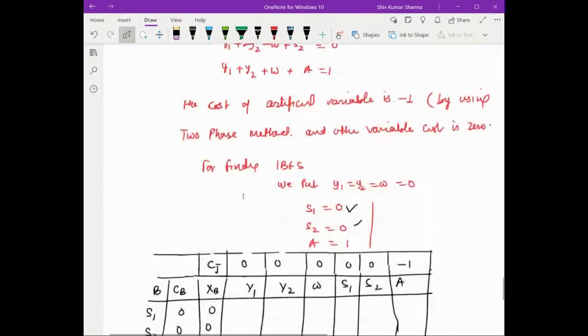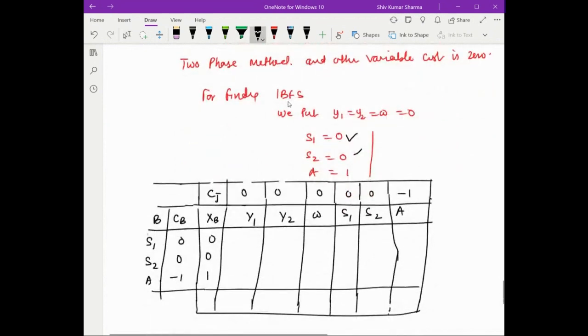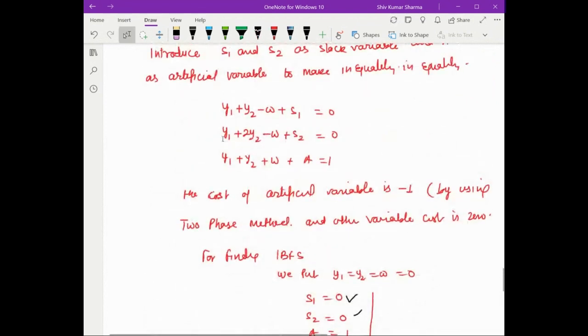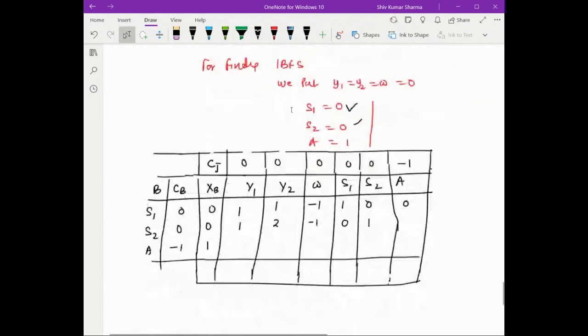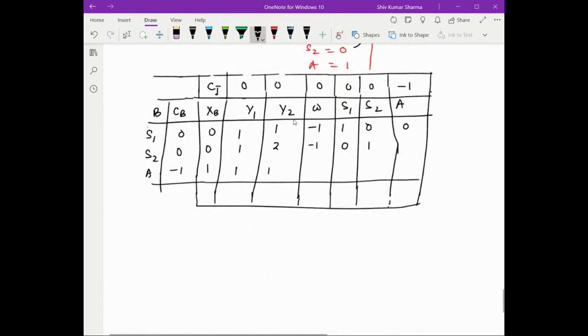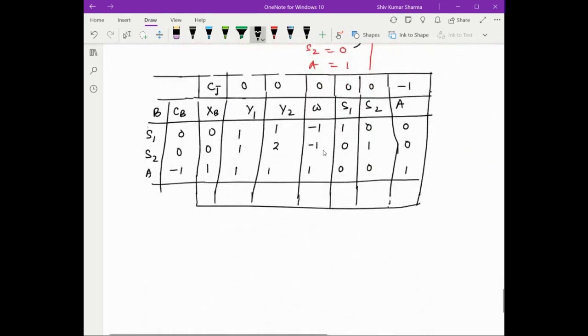And y1. So we write the values of y1. For the first row, the coefficients are 1, 1, -1, 1, 0, 0. For the second row, 1, 2, -1, 0, 1, 0. For the third row, sorry, 1, 1, 1, 0, 0, and 1. A, we take 1 plus A. So this is the first simplex table.